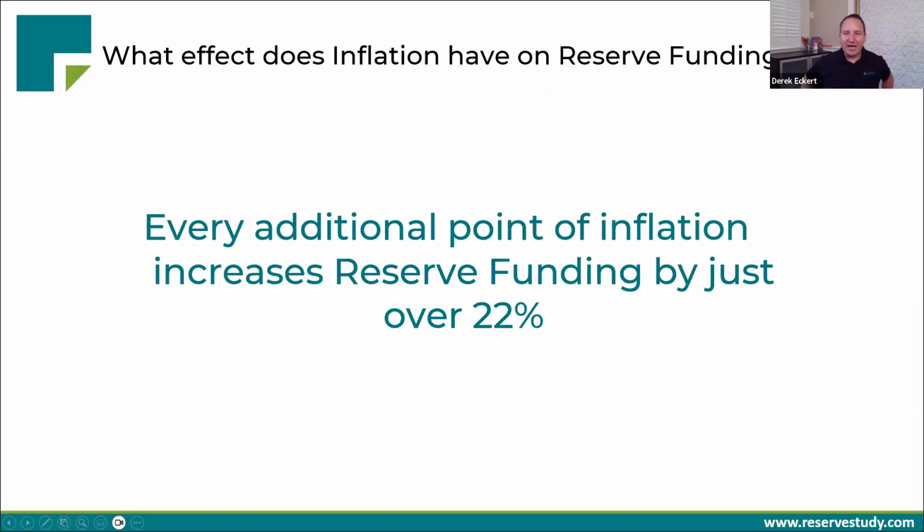And so we have a lot of internal analysts, and one in particular in the Washington office ran an analysis. And he was able to determine that for every 1 point of increase in inflation, reserve funding moving forward needs to increase by 22%. I mean, this is huge. So if you had reserve contributions, let's say per year, of $20,000, and inflation went up by 1%, you would need to increase that by 22%, right? So that's a big number.